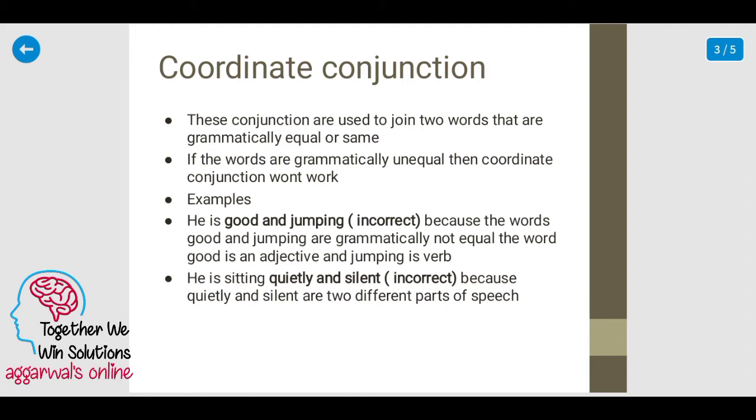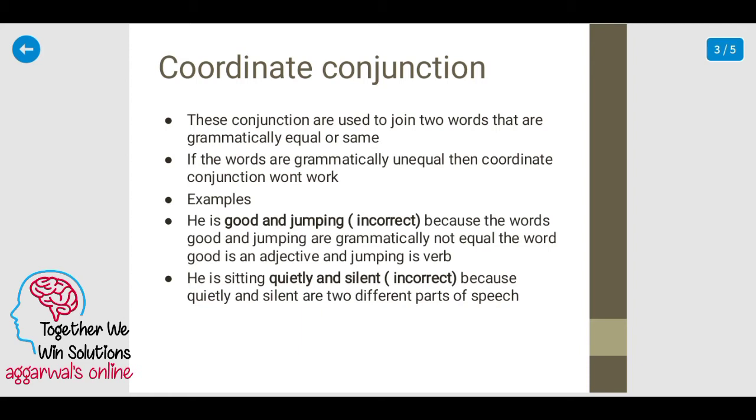Next, these conjunctions are used to join two words that are grammatically equal or same, as I have already told. If the words are grammatically unequal, then a coordinate conjunction won't work. See, as I already told, a coordinate conjunction always joins those words, phrases or clauses that are of equal grammatical rank. So if I try to join those words that are not grammatically equal, then we would form a grammatically incorrect sentence. Below are the examples. He is good and jumping. Do you think this sentence is correct? This is an absolutely incorrect sentence.